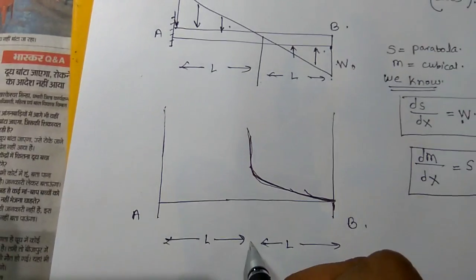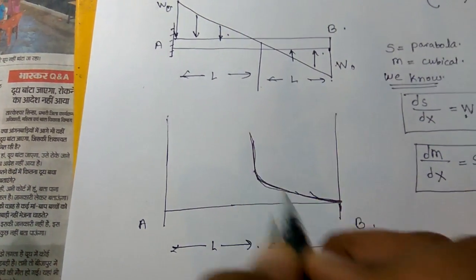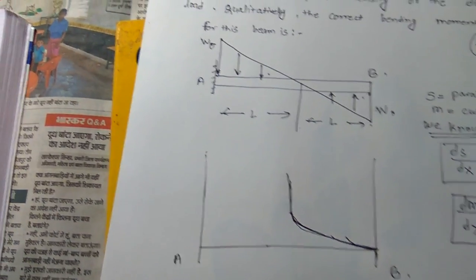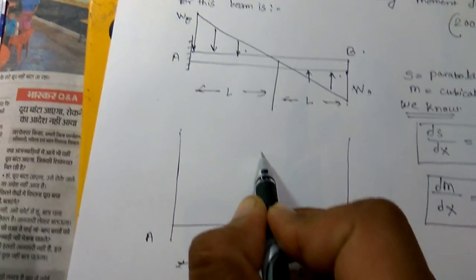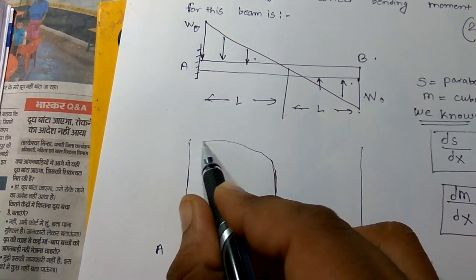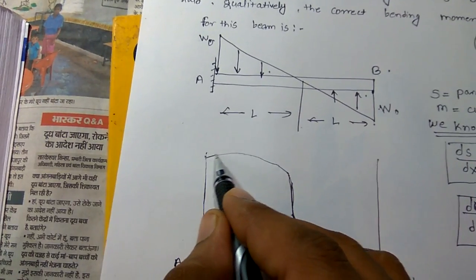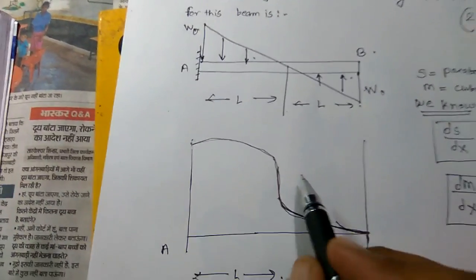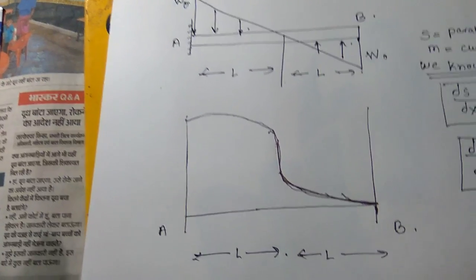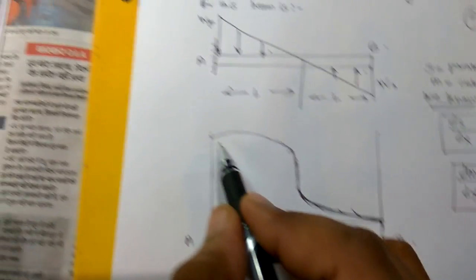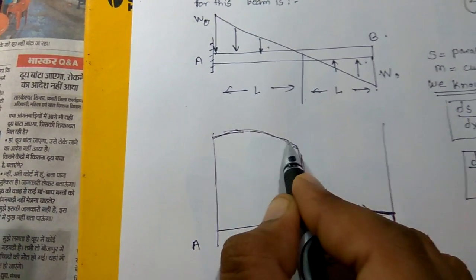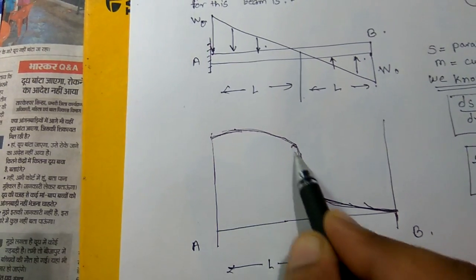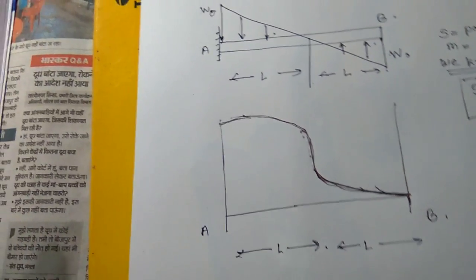and after the length L, the shear force will act and the slope of the bending moment diagram will decrease. So after the length L, there will be a shape just like that. Right? So this is the bending moment diagram of the uniformly varying load.